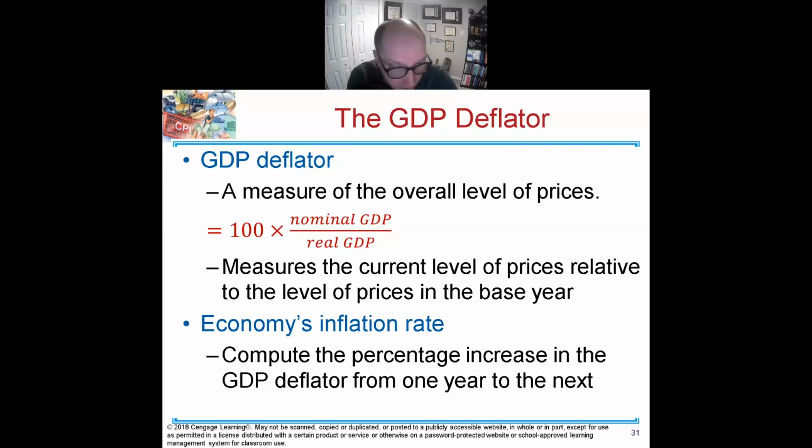Our country especially, the economy has what we call an inflation rate. This tells us the percentage increase in the GDP deflator from one year to the next. So if you want to find out how much inflation increased by from 2021 to 2022, you would use the GDP deflator for each year. So nominal divided by real times 100 for 2021, and do the same thing for 2022, and you'll be able to see the change in the inflation rate from year to year.